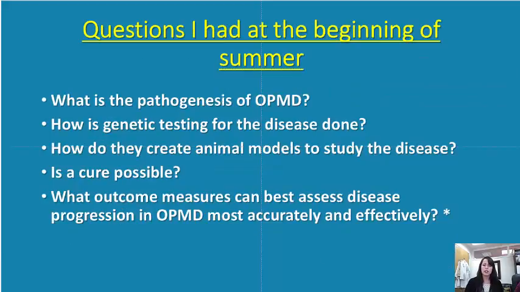So some of the questions I had at the beginning of the summer after learning about OPMD were the following. What exactly is the pathogenesis of OPMD? How is genetic testing for the disease done? How do they create animal models to study the disease? Is a cure possible? What are outcome measures that can best assess disease progression in OPMD most accurately and effectively? This last question is what I focused my summer project on with my mentor, Dr. Yusof. I will now go over my project.